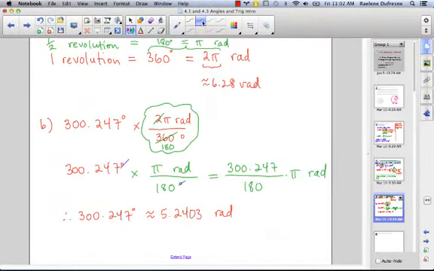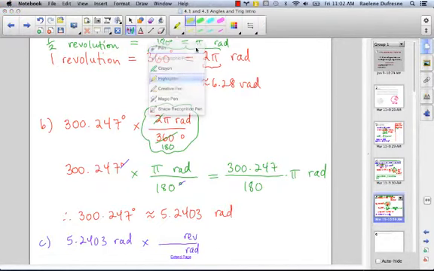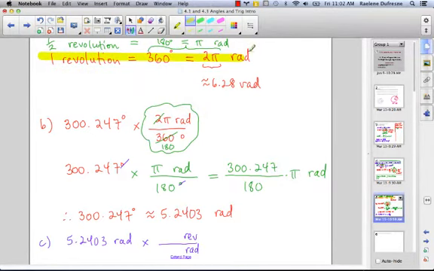And lastly, we want to convert this into number of revolutions. And so we can take either the degree to revolution conversion factor or the radians to revolution conversion factor. So I will take 5.2403 radians and multiply by a fraction equal to 1 that gets rid of radians and keeps revolutions. And we ask the question, how many revolutions belong to how many radians? According to this conversion factor, we know that 1 revolution is equivalent to 2 pi, which is approximately 6.28 number of radians. And so 1 revolution belongs to or is equal to 2 pi radians.